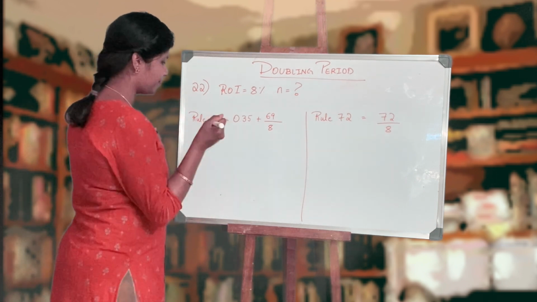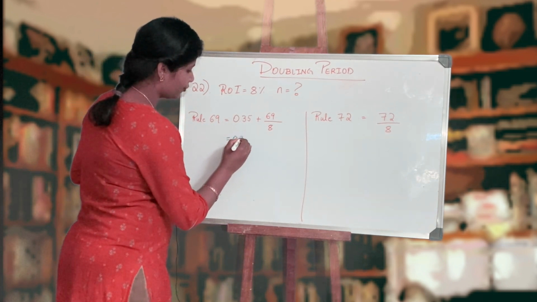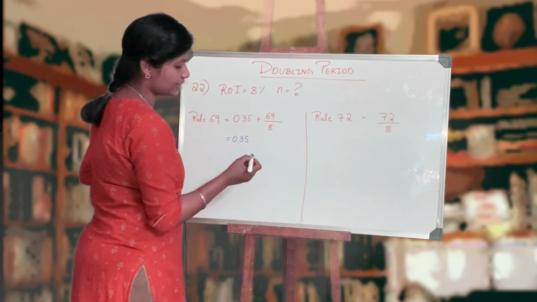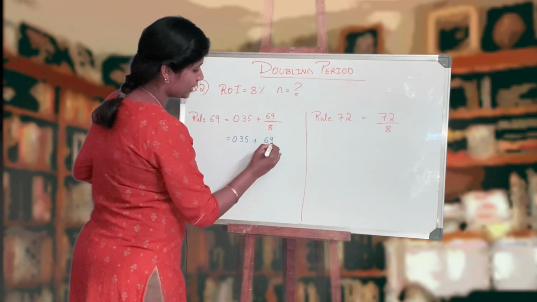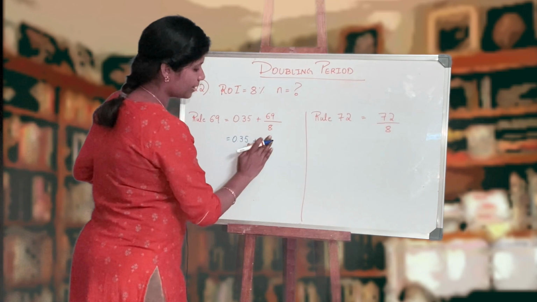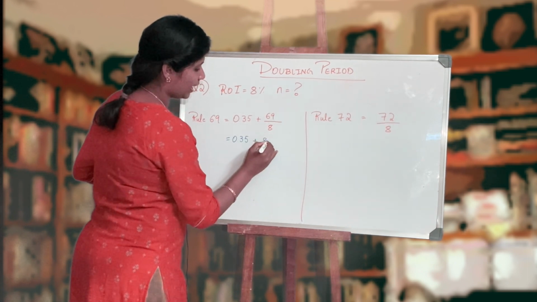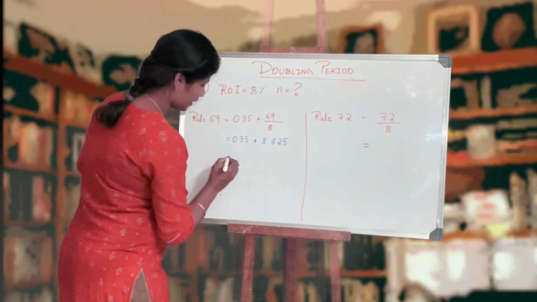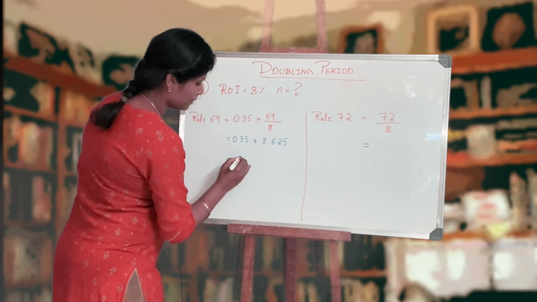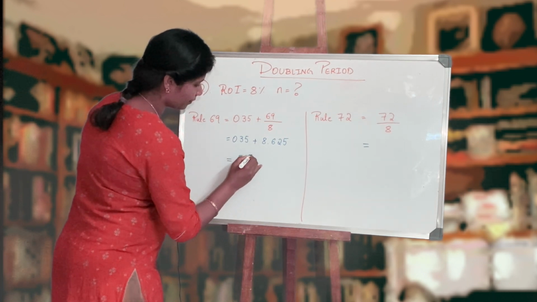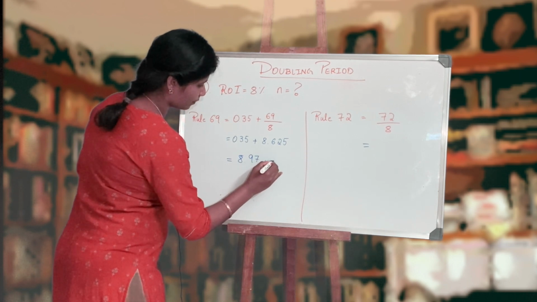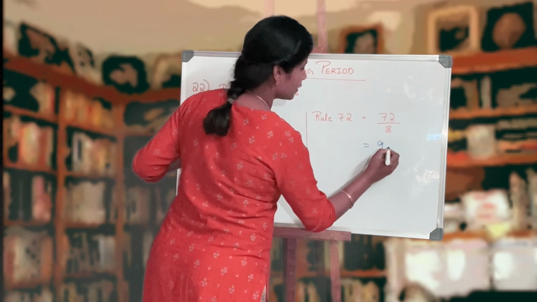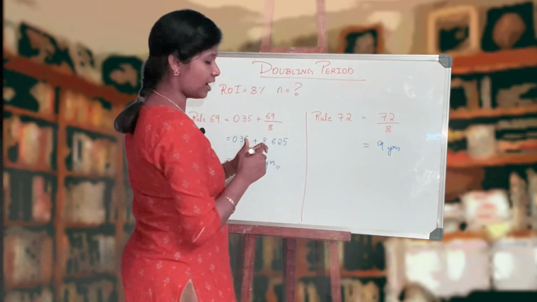Rule 69, 0.35. So interest rate I have written as 8 as it is, plus 69 divided by 8 will give you 8.625, and when we add it, it turns up to 8.97 years, and Rule 72 is 9 years. 8 nines are 72.